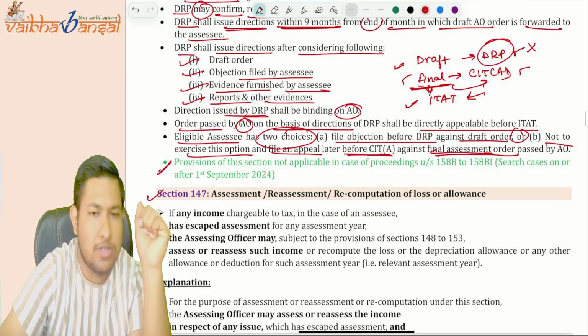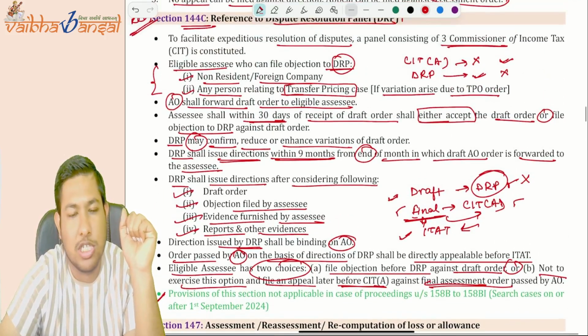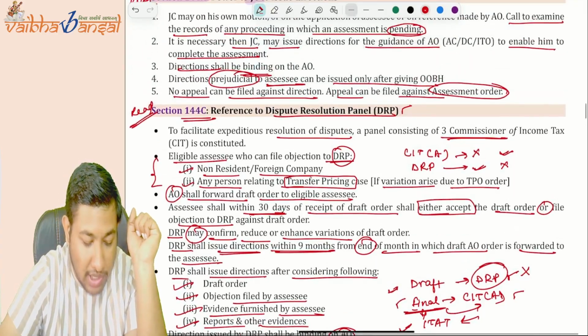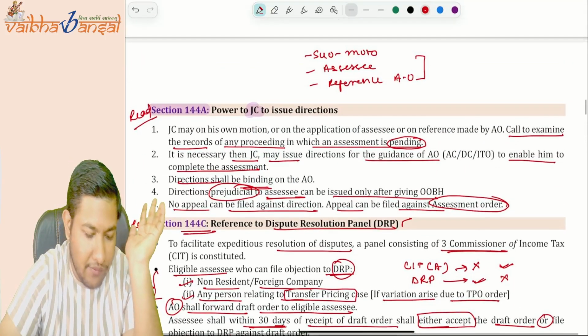And this portion is for the block assessment. We will see the block assessment tomorrow. The section numbers 144A and 144C, everything is done.